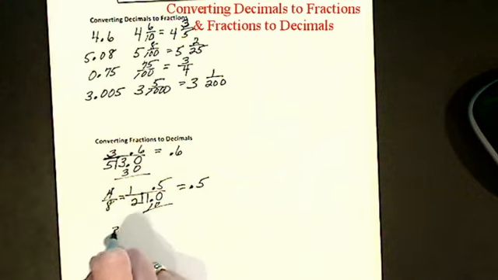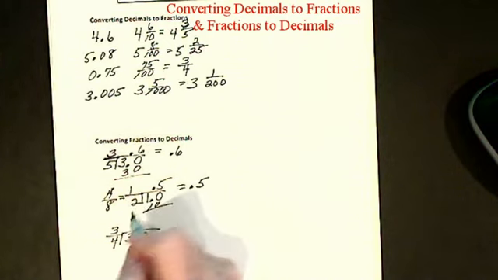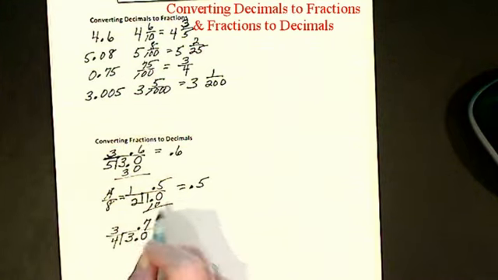Let's say I have another one, 3/4. So now I got to divide the 4 into the 3, put my decimal point. 4 is too big for 3. I have to add a 0. I bring my decimal point up. 4 into 30 is going to be a 7. I multiply. 4 7s are 28.